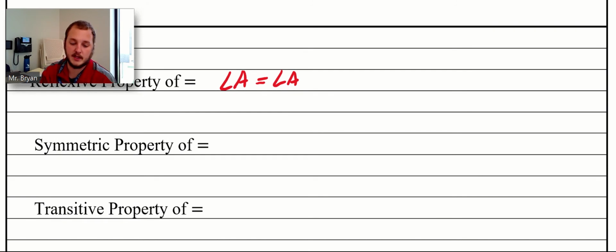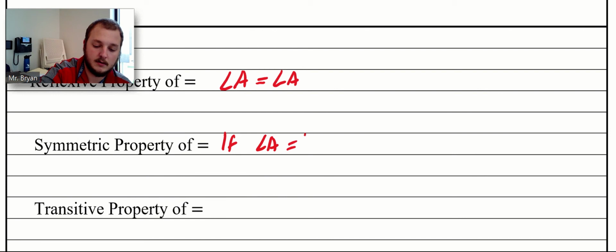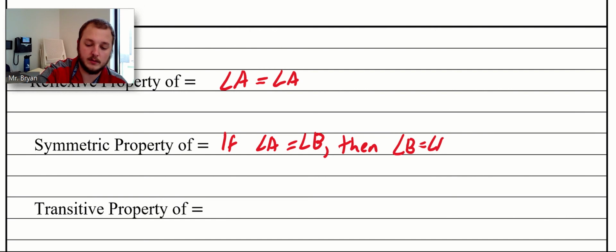Symmetric property, similar to this, but a little bit different. I'll give you a sec to write that down. The symmetric property of equality says this. It says, if angle A equals angle B, then I can flip it around and say angle B equals angle A. So if A equals B, then B equals A.